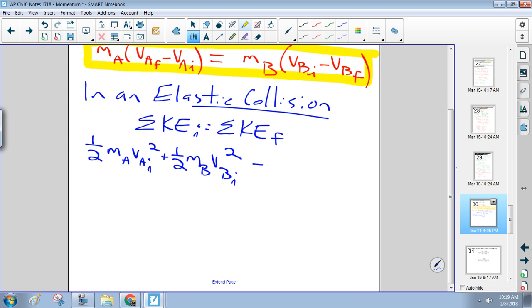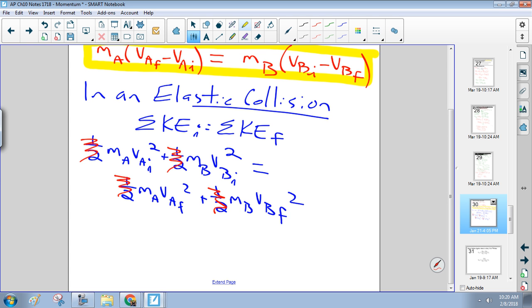All right. Equals, I'm going to do the same thing for final, right? So 1/2 the mass of A times the velocity of A final squared plus 1/2 mass of B times the velocity of B final squared. Cool? Everybody good? All right, so first of all, let's multiply everything by 2. That gets rid of the 1/2s. Cool?